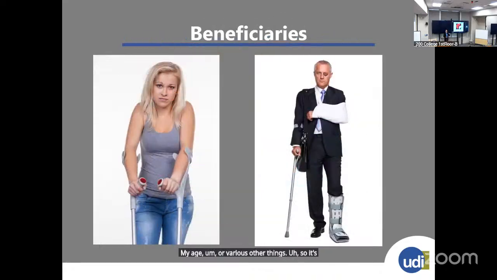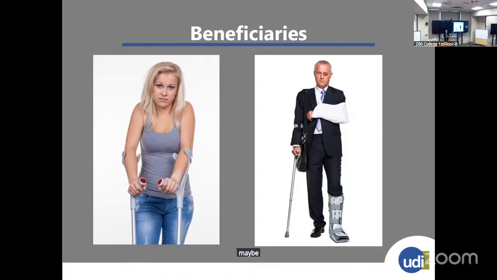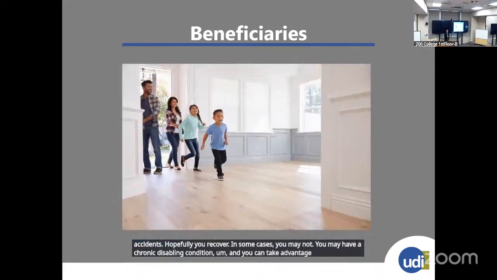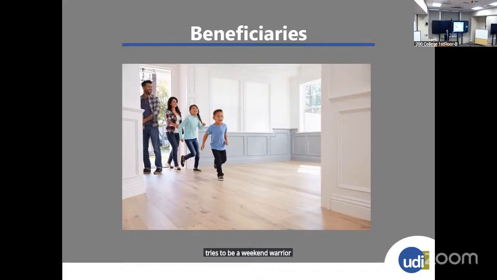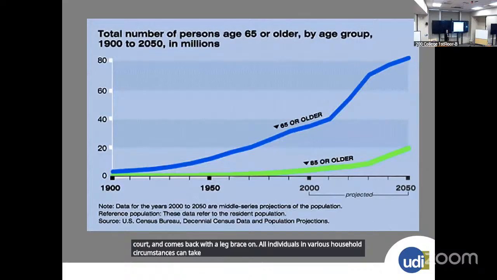So it's dynamic, the numbers are large, nobody really escapes unless you're quite unlucky, and lots of things happen to us. Maybe these things have happened to you or members of your family. You have accidents, hopefully you recover. In some cases you may not. You may have a chronic disabling condition, and you can take advantage of the features that we're talking about. There are even younger households, where dad goes out and tries to be a weekend warrior, doing March Madness on the basketball court, and comes back with a leg brace on. All individuals in various household circumstances can take advantage of the features we're talking about.